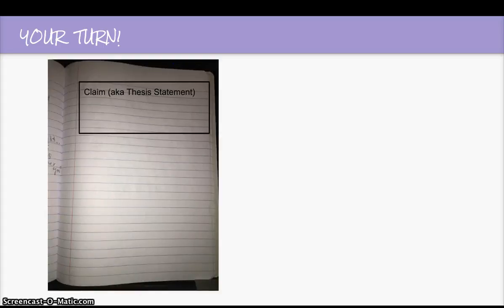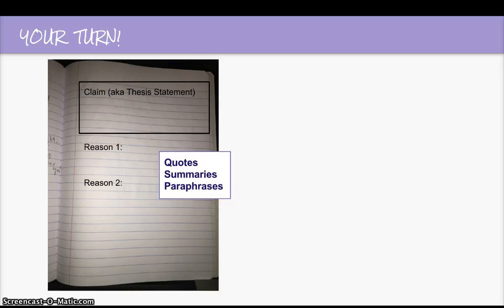Now you're going to do the same thing with your chosen story. You're going to write your entire thesis statement at the top of a clean page in your writing notebook. Then I want you to list quotes, summaries, or paraphrases for each reason you came up with. Maybe you came up with 2 reasons, maybe you came up with 3 reasons, but for all your reasons, you need to come up with quotes, summaries, and paraphrases. At least 2 to 3 examples for each reason.